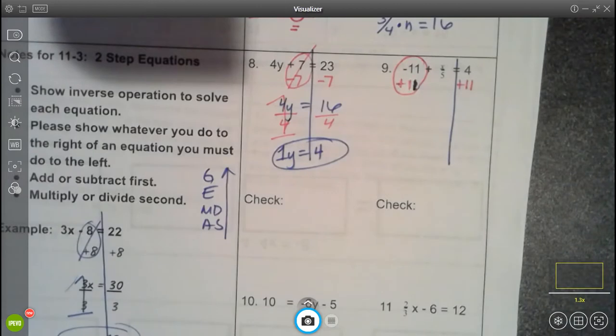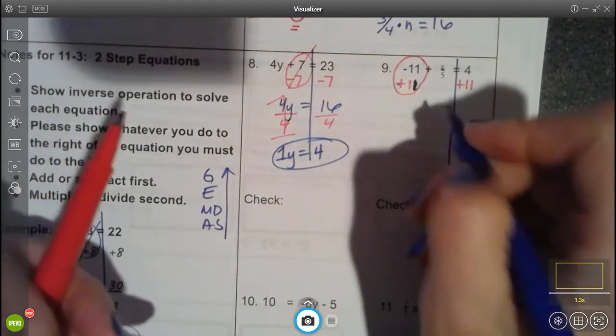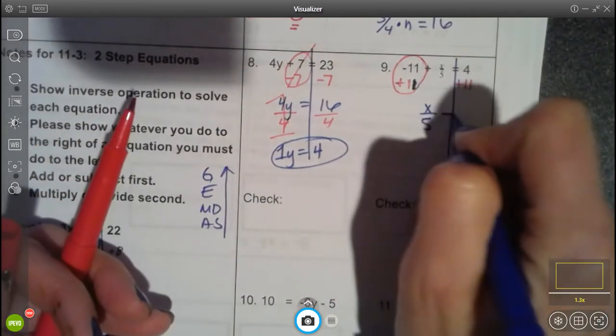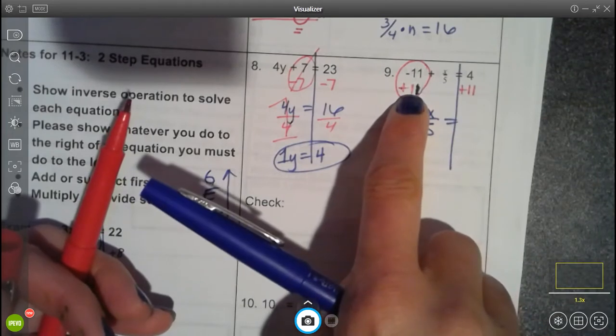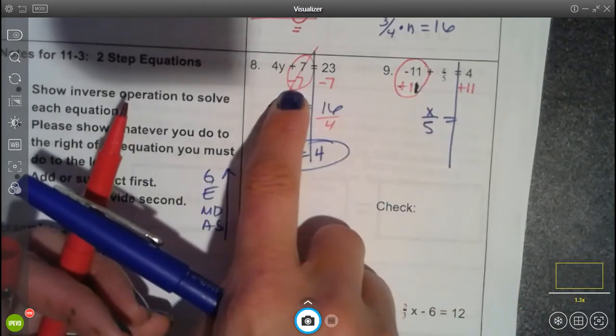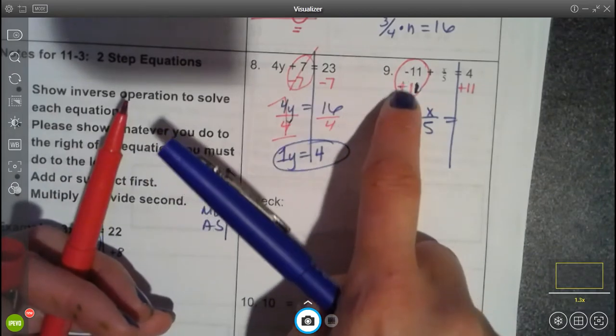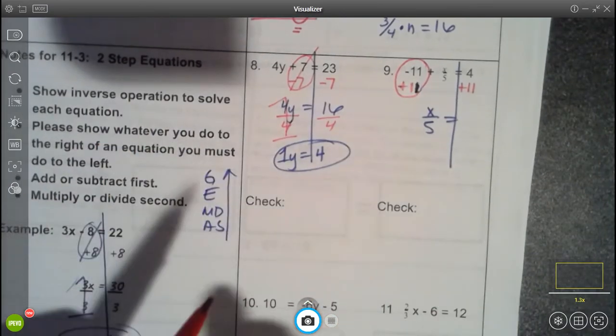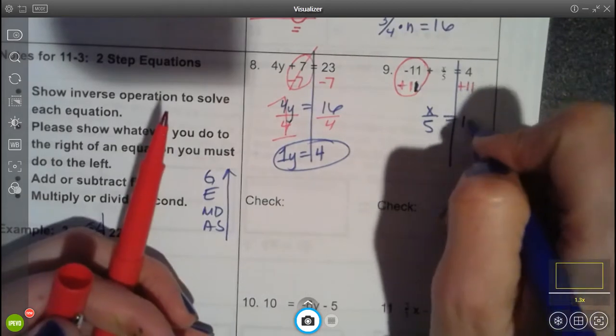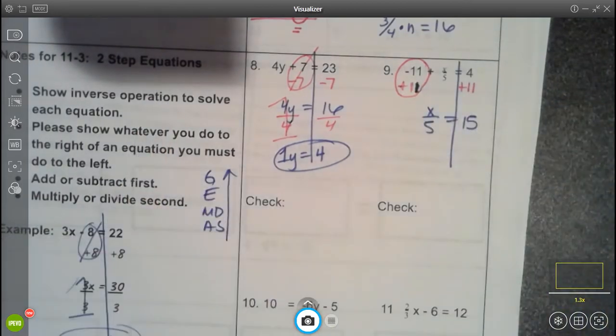This is where the integers start coming in and we start getting some confusion, okay? I need to zero this number out just like I had to zero this out. The opposite of a positive was a negative. The opposite of a negative is a positive. And this is 15 over here. So that's the end of the first step.